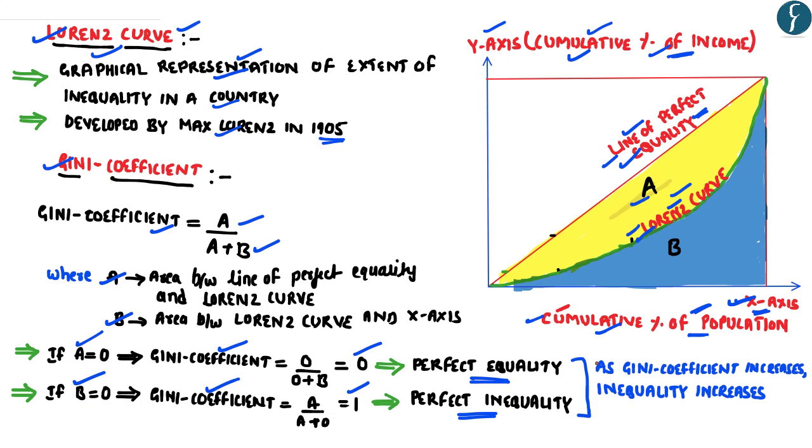Thus, what we can conclude in this particular case is that as the Gini-Coefficient increases, the extent of inequality in a country also increases, wherein a Gini-Coefficient of 0 denotes perfect equality and the Gini-Coefficient of 1 denotes perfect inequality. So these are some of the aspects which one should know with respect to the Lorenz curve and the Gini-Coefficient.